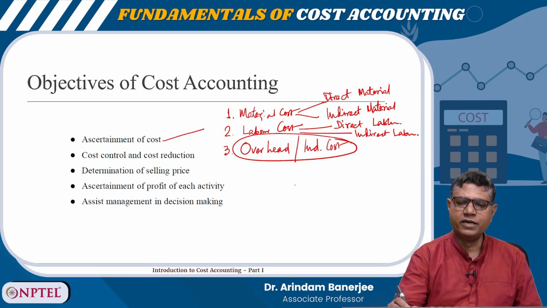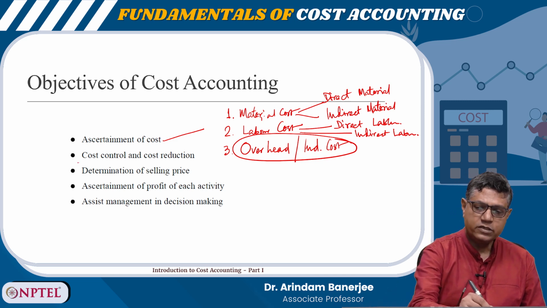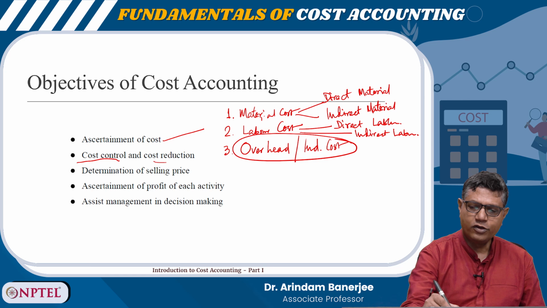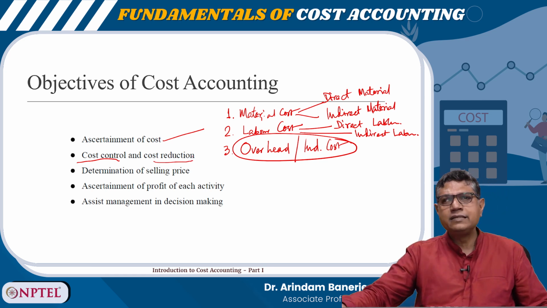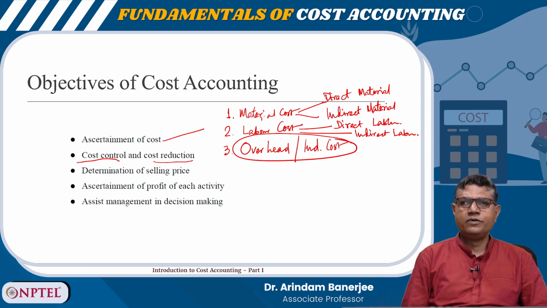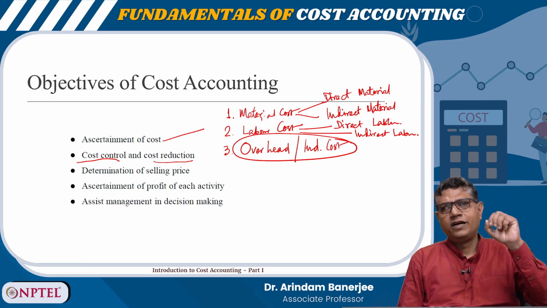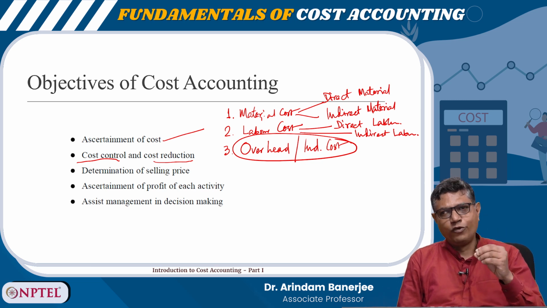Once I record all the cost elements, the second element which is important is cost control and cost reduction. As I said, the basic objective of a company is creation of value for its stakeholders.